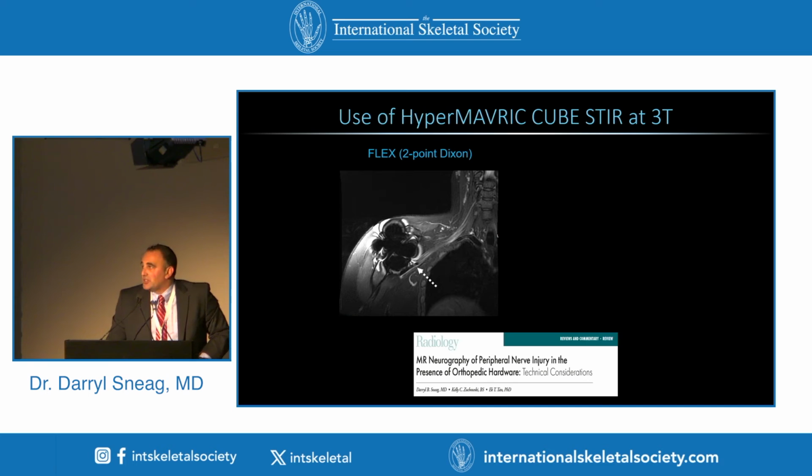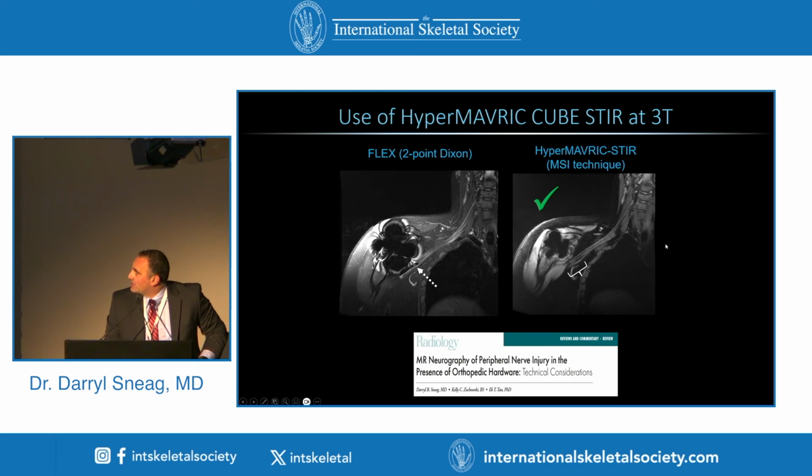Just one word on imaging around metal. I found using HyperMAVRIC CUBE STIR very helpful. You may think that you always want to put metal at the lower field strengths to reduce the susceptibility effect. But I would argue with nerve imaging, you really want to make use of a higher SNR at 3T. And I do image almost all nerve cases, even if there's metallic hardware, at 3T. And Dixon, as I mentioned, is pretty robust, but if the nerve is just adjacent to the arthroplasty, in this case, it will be obscured. However, a hyper-MAVRIC STIR sequence can reduce the susceptibility effect, and we can nicely clear, if you will, the terminal branches of the brachial plexus.